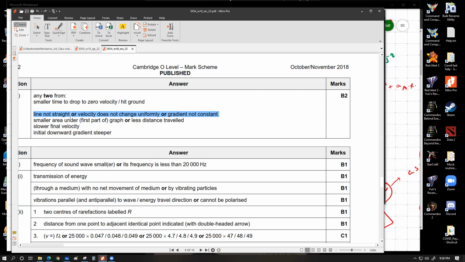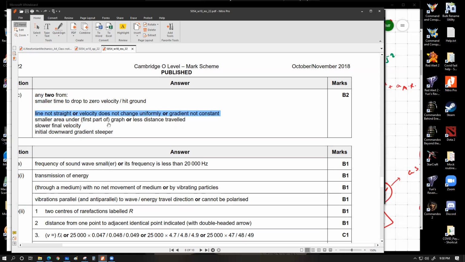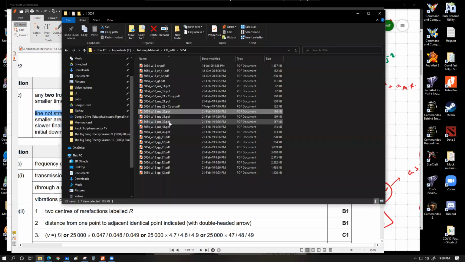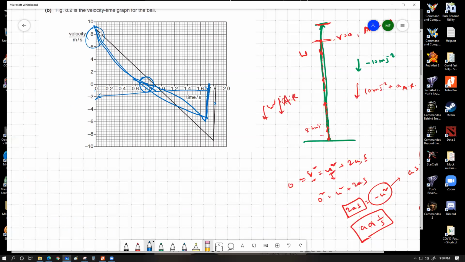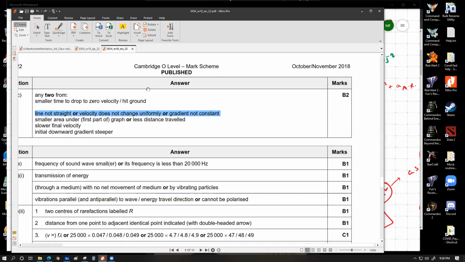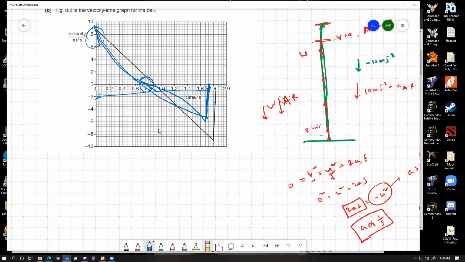So earlier it was straight. Now the new graph should be curved. The third point that we have over here, smaller area under the first part of the graph or less distance traveled, which I just told you a bit earlier, that the object is not going to rise up as much. So there should be a smaller area under the first part of the graph. Then it says slower final velocity. That is obviously true because earlier the object would rise up under the effect of gravity and then eventually fall down under the effect of gravity only. But in this case, the object is primarily not rising up to the same height as earlier.